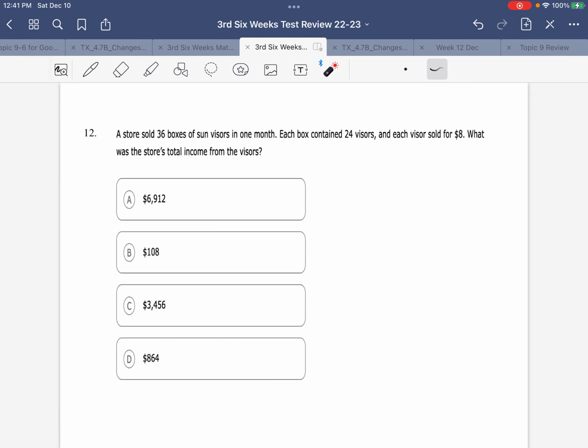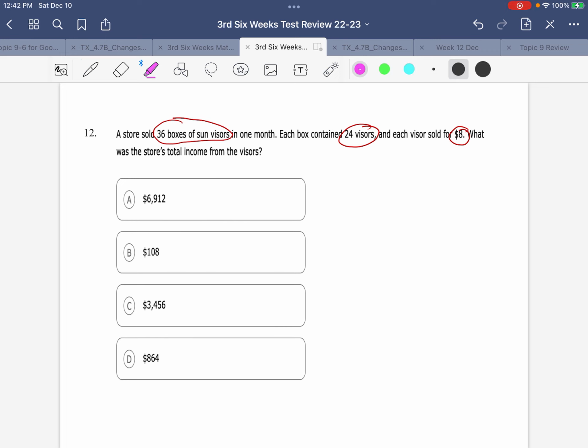Number 12 says, a store sold 36 boxes of sun visors in 1 month. Each box contained 24 visors, and each visor sold for $8. What was the store's total income for the visors? So I have a lot of stuff in this problem. I'm going to do my cube, circle my important numbers: 36 boxes of sun visors, 24 visors, $8.